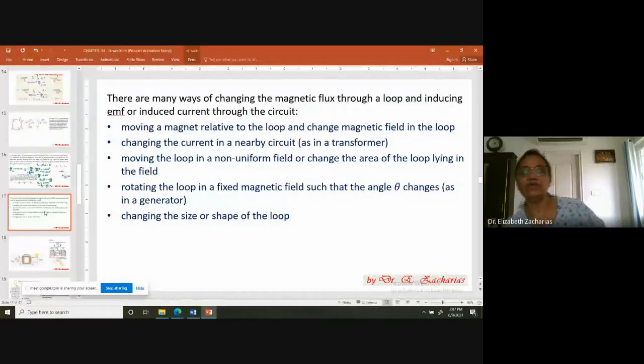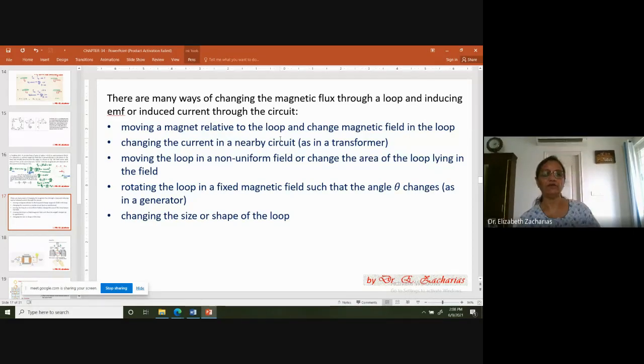Okay, now the next thing is, how do you change flux? By now you understood that flux change is important, not magnetic field change. If a flux changes through a loop, there will be an induced EMF and an induced current. So what are the ways by which you can change the flux? One thing is, move a magnet relative to the loop. That's what we have done. The bar magnet was moved. So by moving the bar magnet, you are changing the magnetic field through the area, thereby changing the flux.